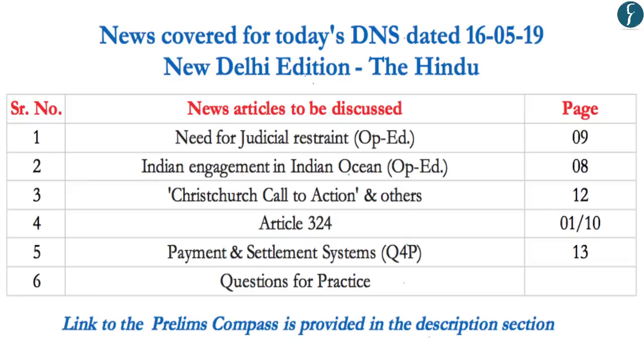Now we would be analyzing the Delhi edition of the Hindu newspaper of 16th of May 2019, and the news that would be covered today is given on the screen, and the timestamp for the same is given in the description and the comment section given below. And so now with this, let us start with the first article.